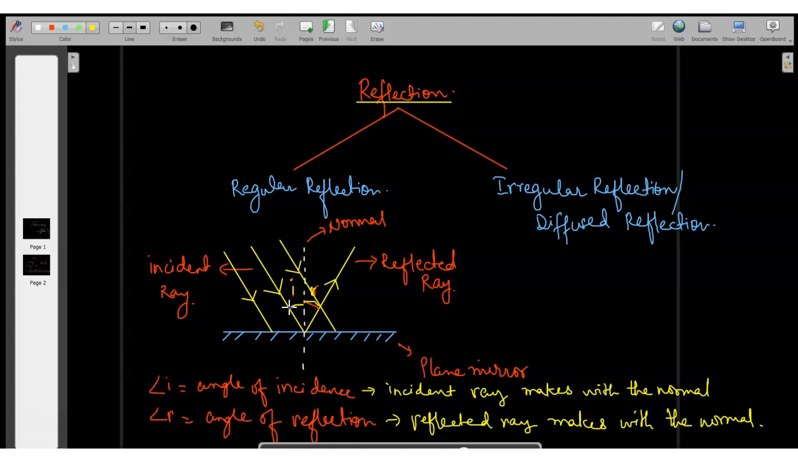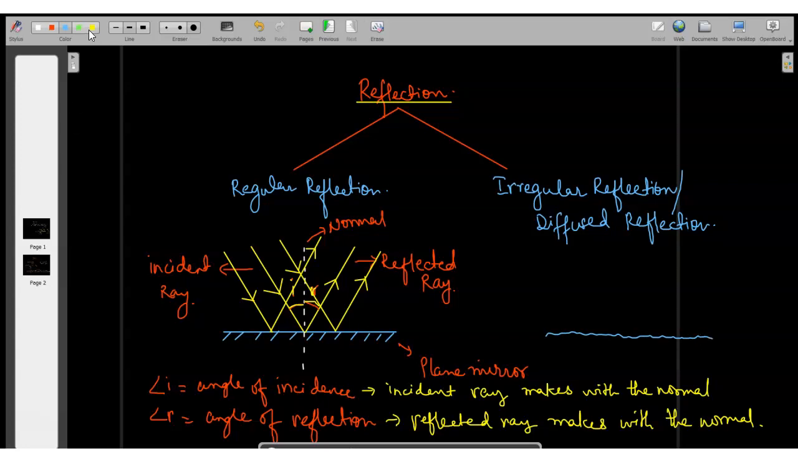So in regular reflection, all these reflected rays are going to reflect back, and the reflected rays will be parallel too. So this is an example of regular reflection. Now, when we talk about irregular reflection, we just take any object which has a rough surface. So you see I've drawn a rough surface over here.